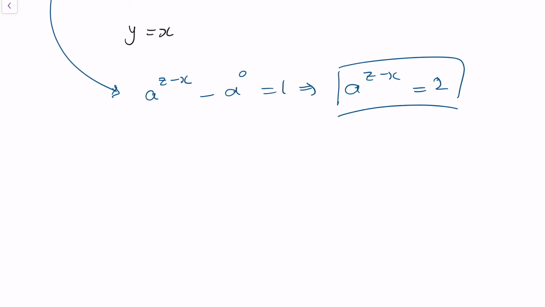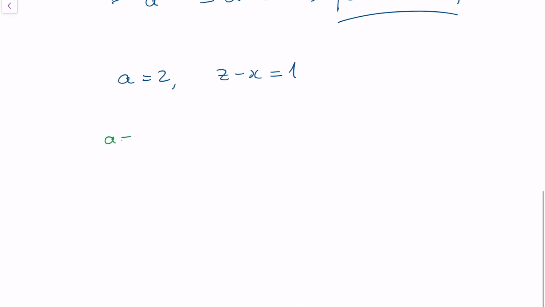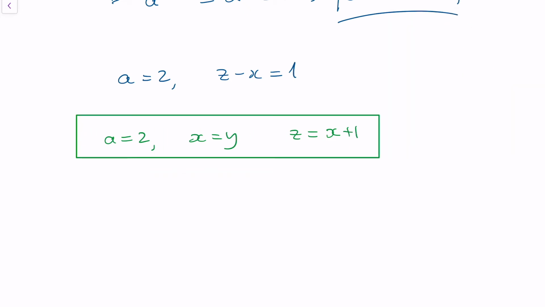We know a is a positive integer. z and x are also positive integers. So as we can see, if we have a is equal to 2 and z minus x is equal to 1, we have a solution to this equation, right? This means that we've obtained all the solutions to this equation. That is, a is equal to 2, x is equal to y, and z is equal to x plus 1, right?